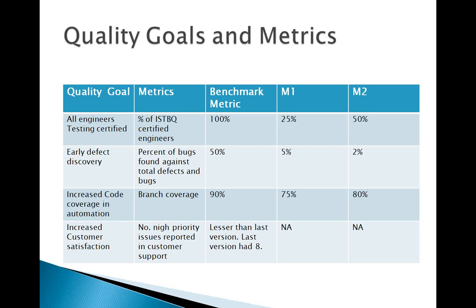Early defect discovery, that is, in the peer reviews before it goes to system test, you want to find defects. So what is the percentage of those defects found against total defects and bugs? Benchmark could be 50%, but you are at 5%, then it went to 2%. So then why did it go to 2% and what needs to be done? Maybe the features are complex and people are not getting enough time to review. So then each sprint maybe you need to pick up fewer story points, or have sufficient time for reviews. Increase code coverage in automation and increase customer satisfaction, things like that.